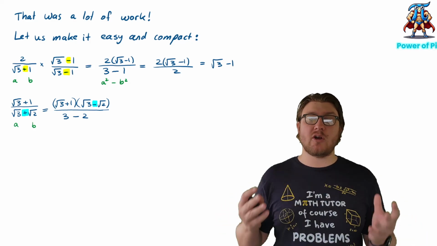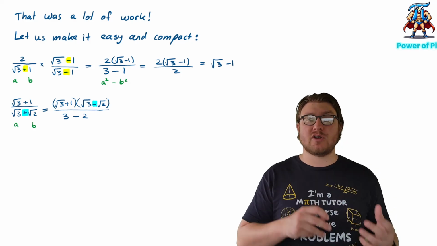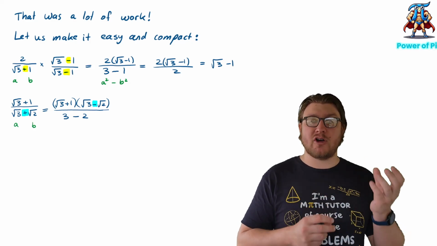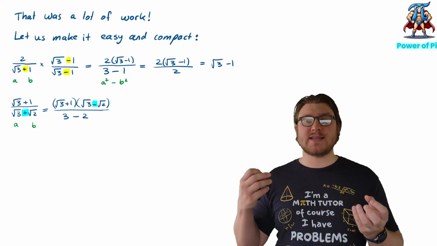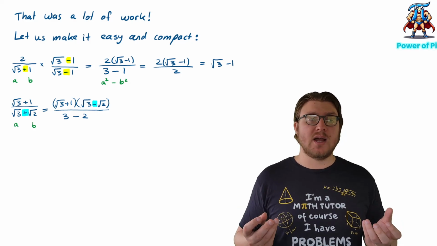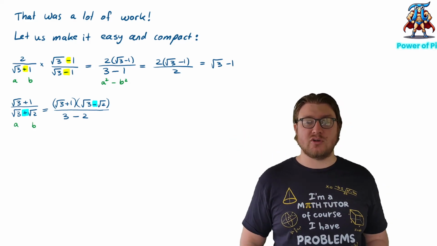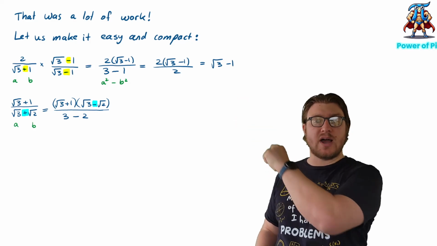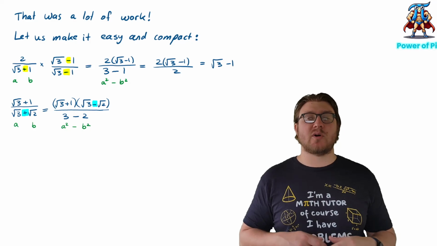And I'm not even going to write it at the bottom anymore because I know that the denominator is just going to take the first value, which is square root of 3 squared, and the second value, which is square root of 2 squared, which will give us 2. So we're just going to end up with 3 minus 2. In the numerator, however, I still have to make sure I expand because those will now cancel out.